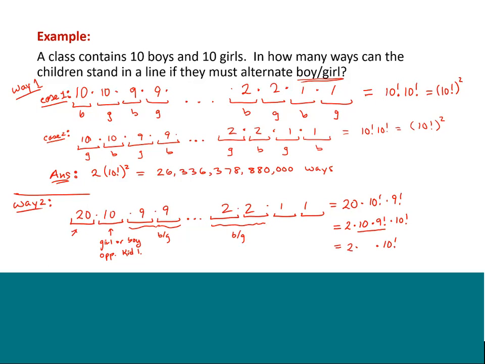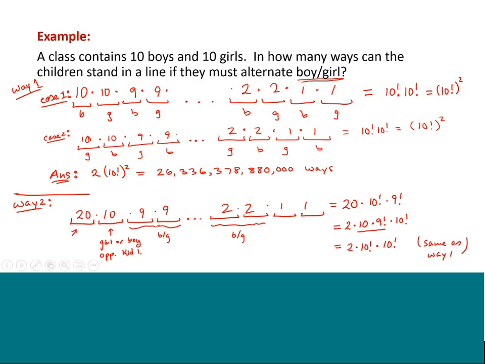Exactly. So remember, 9 factorial is you multiplied all the integers 1 through 9. 10 factorial is multiplying all the integers 1 through 10. So if you multiply a 10 times a 9 factorial, that is, in fact, 10 factorial. And notice what we got, exactly the same thing we had up here, a factor of 2, and then 2 factors of 10 factorial. So this one here is exactly the same as way 1.